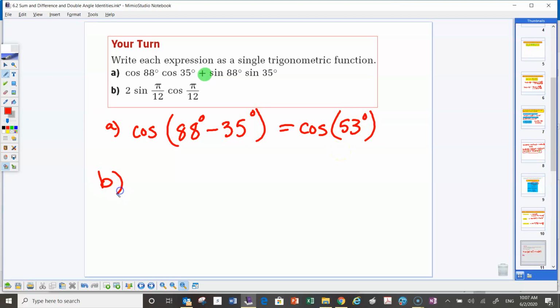In part B, it's going to be sine of an angle, cos of an angle, and this is the double angle identity for sine. So this is going to be the sine of 2 times my angle, and my angle in the expansion is pi by 12. 2 times pi by 12 can be reduced to the sine of pi by 6.